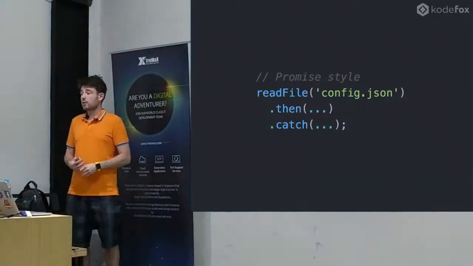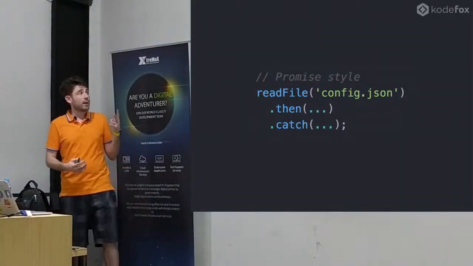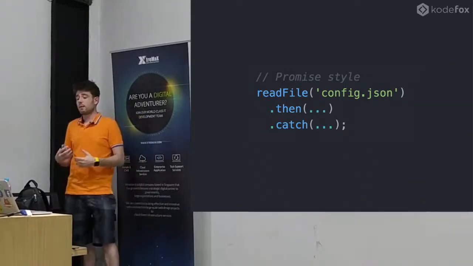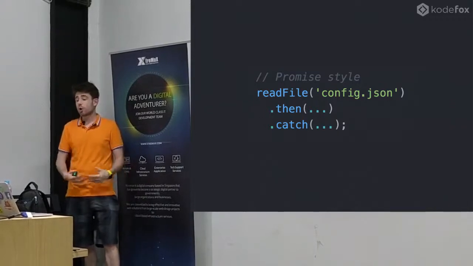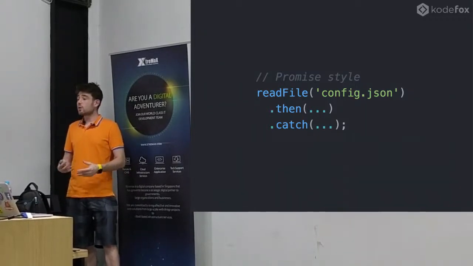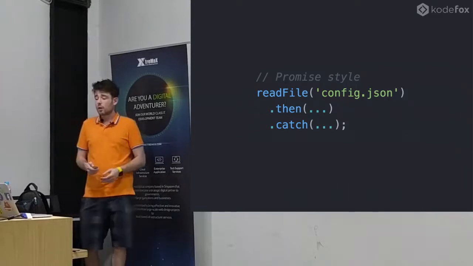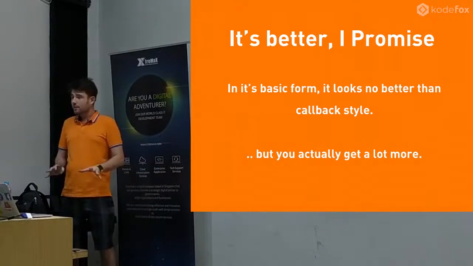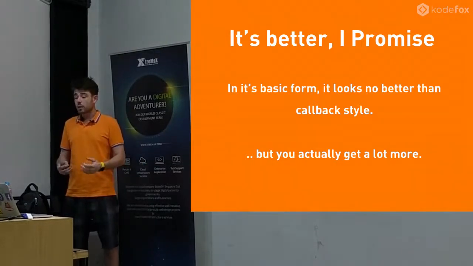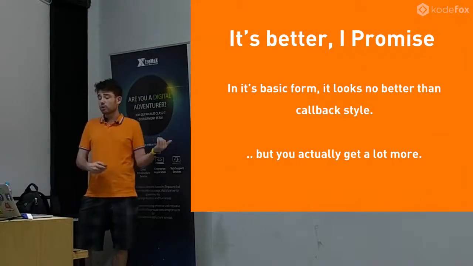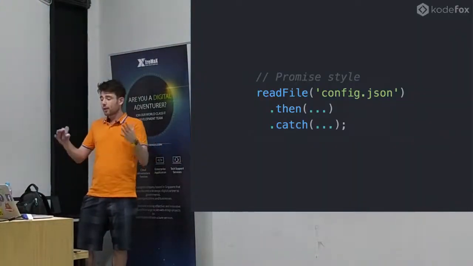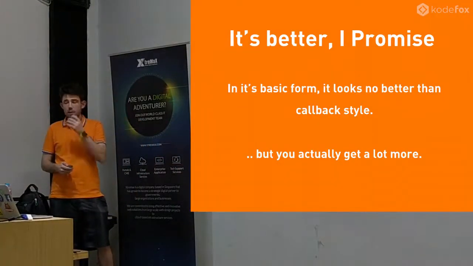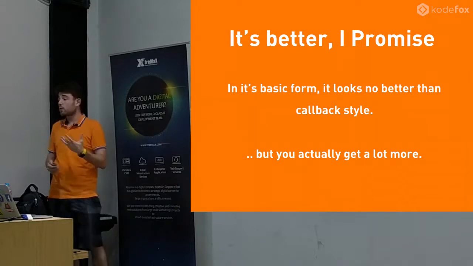And so it looks like this. We read a file, and then we get two things: then and catch. With then, we can attach a handler or a callback that gets executed whenever the data is finished. So it's better than callbacks. It may not seem so at first. It may seem more complicated, but it is better. If you look at this code, it looks like all we did was take our callback and put it inside of then, right? But we still have our callback. But it's better because we can do some chaining with that.